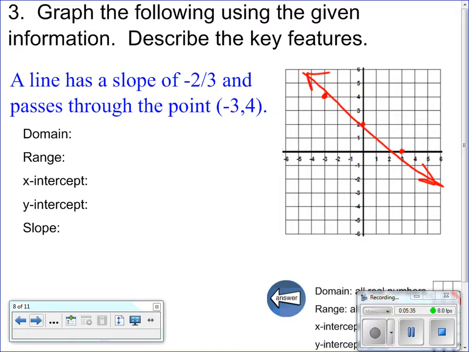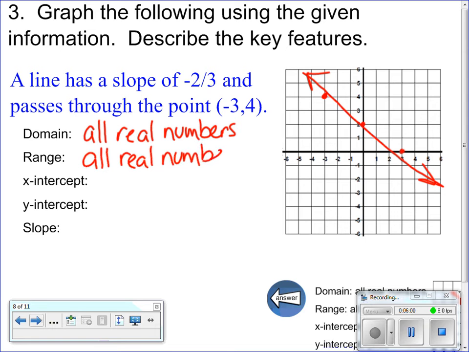And it's a function, so it keeps going. So my domain is going to be all real numbers, because I have nothing that's telling it that it's stopping. There are no constraints like there was in the last problem. My range is also all real numbers. My x-intercept, which is right here, is (3, 0). And my y-intercept, which is right here, is (0, 2). And my slope is -2/3.